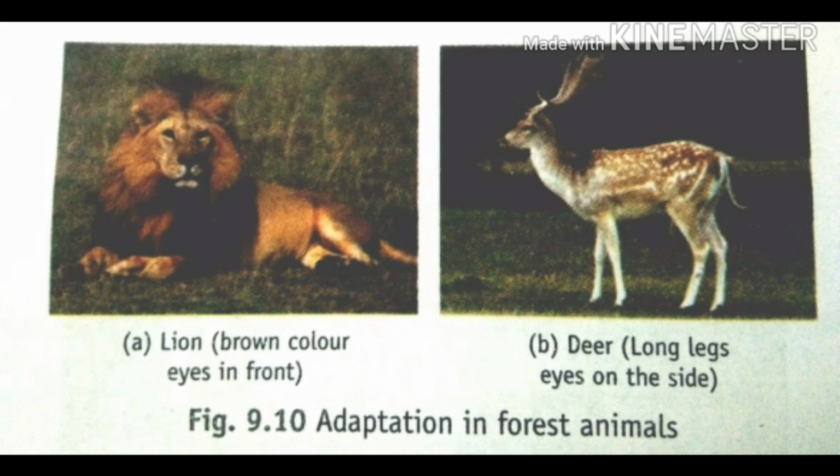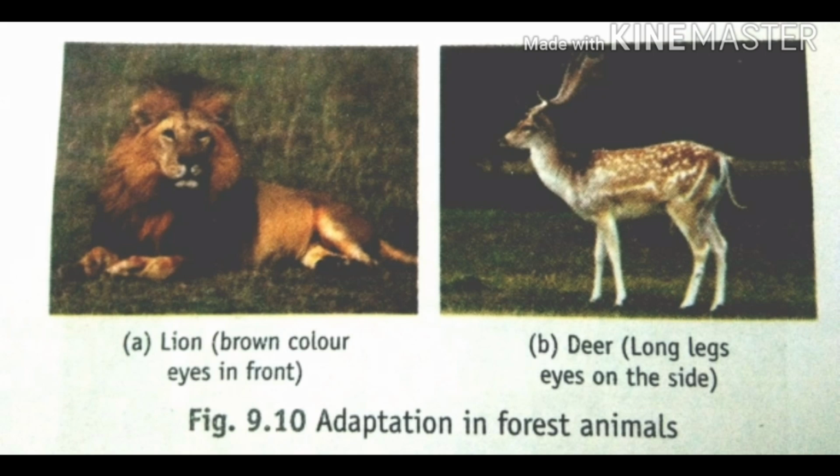Lion has eyes in front of the face to have an accurate idea about the location of the prey, and has a light brown color that helps him to hide in the dry grass. Lion has strong pointed front teeth to tear the flesh.